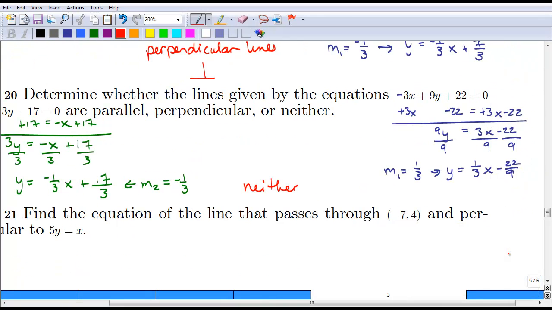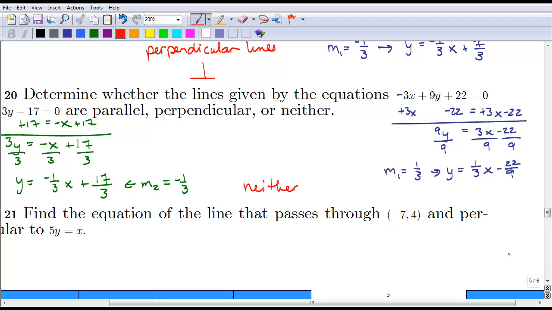In this case, if you solved the first equation in slope-intercept form, you should have found that y was equal to 1/3 x minus 22/9, and our slope here would be 1/3. If you solve the other equation, you end up with y is equal to negative 1/3 x plus 17/3, and therefore our slope is negative 1/3. If you compare negative 1/3 and 1/3, yes, they are opposite signs, but they are not reciprocals. So we end up with neither, because they're not equal and they're not negative reciprocals.